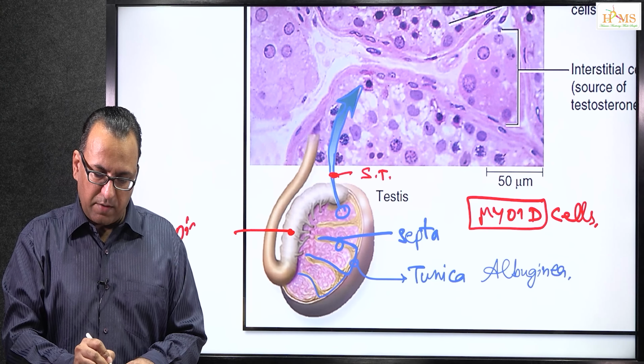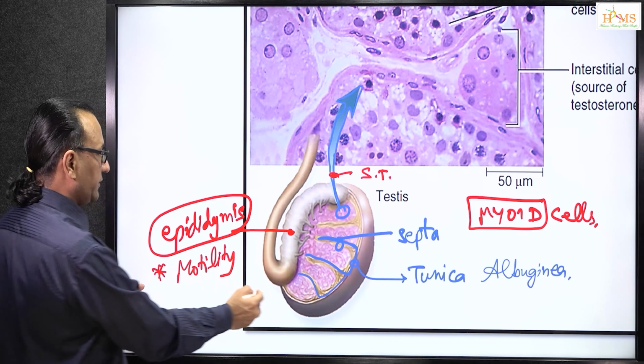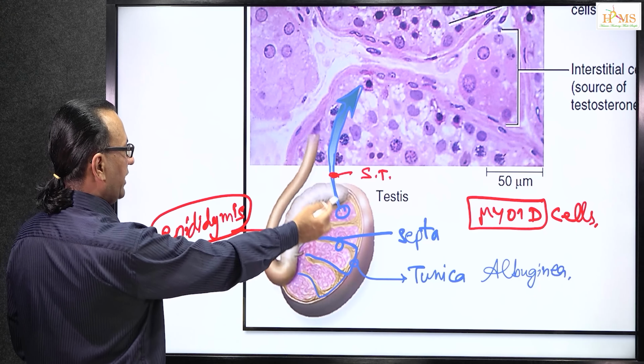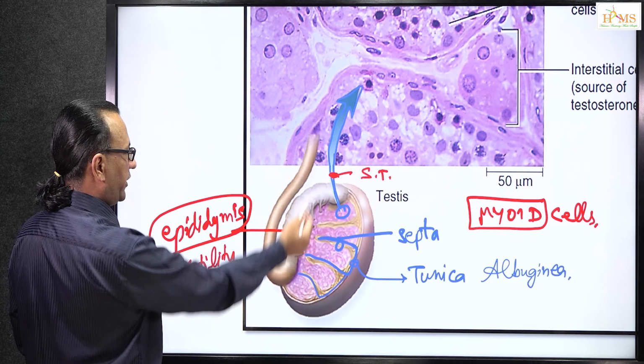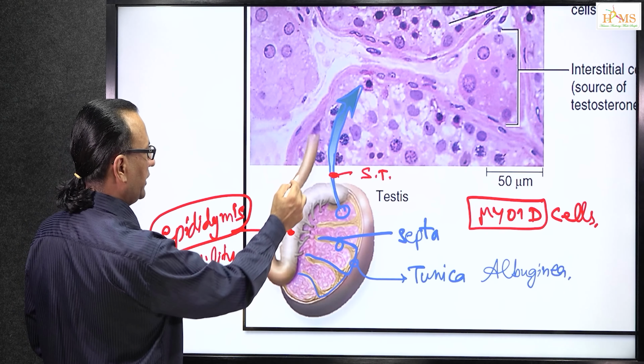In this epididymis, they will be gaining the motility. The sperms gain their motility in the epididymis, where they are stored also and matured also. So maturity, motility and storage happens in the epididymis. Later they'll be pushed into the ductus deferens.